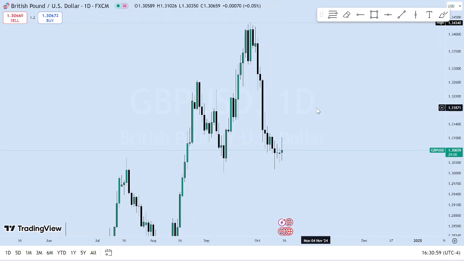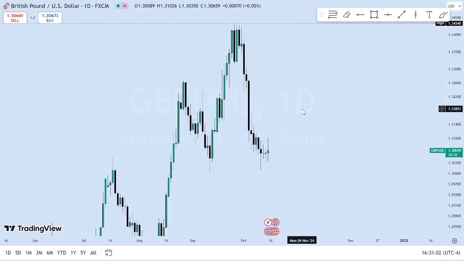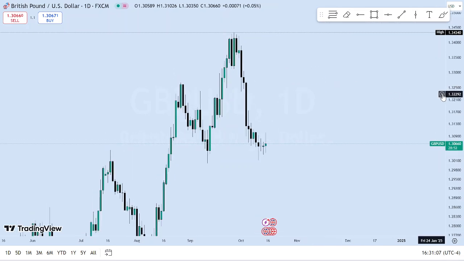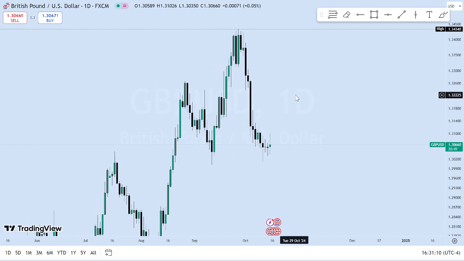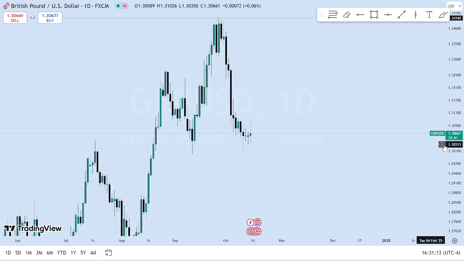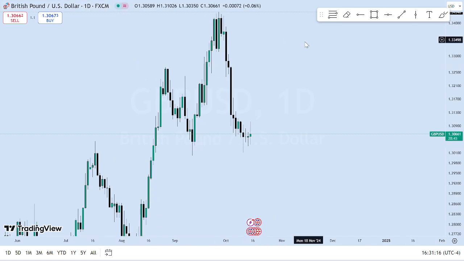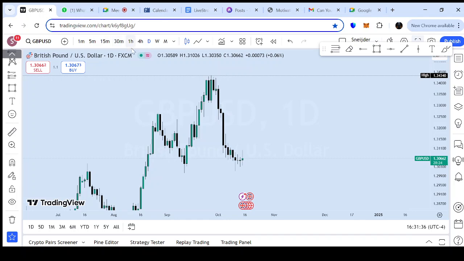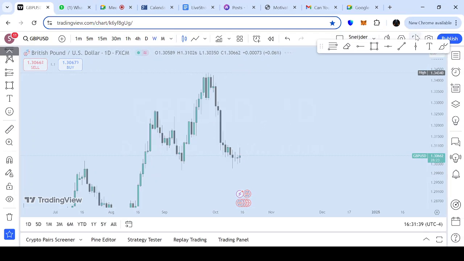We are on British pounds, US dollar, daily chart. So let's quickly see how price has been trading. In the weekly chart, we delivered inside a weekly volume imbalance. Then we drop. The weekly volume imbalance is a major resistance level.